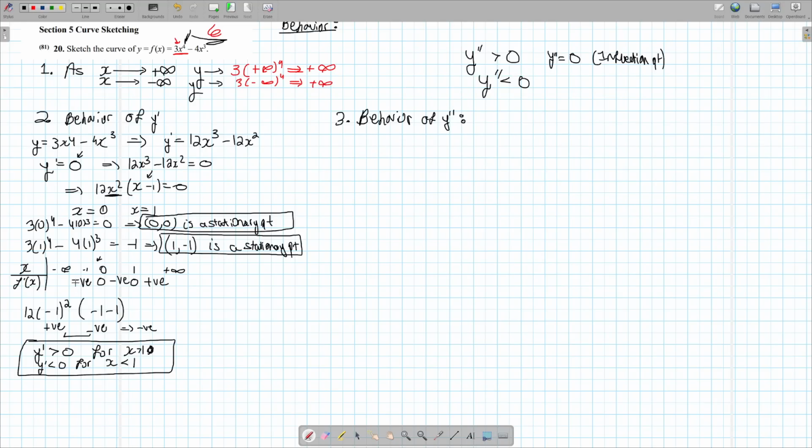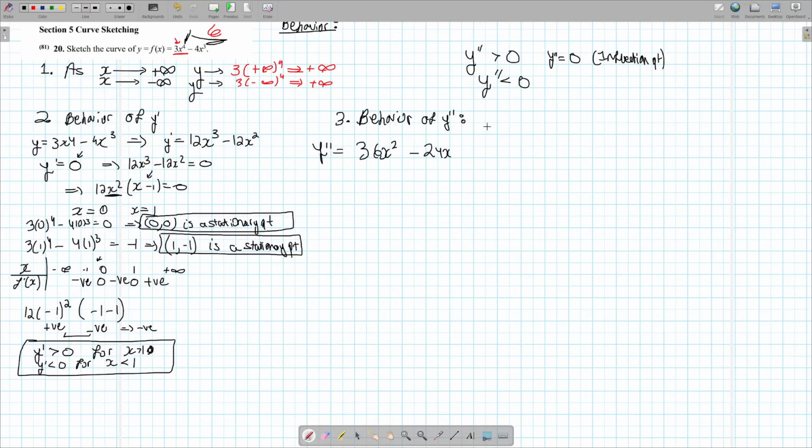So first, like I did over here with the table of variation, I'm also going to do another table of variation, but for y double prime. Okay, how do you do it? Same exact thing. Find your root. Let me know what is y double prime. I need to derive y prime again. We said y prime is this, right? Let's derive it again. 3 times 12 is 36. Sorry, let me write y double prime equal to 36x squared minus 24x. This is y double prime.